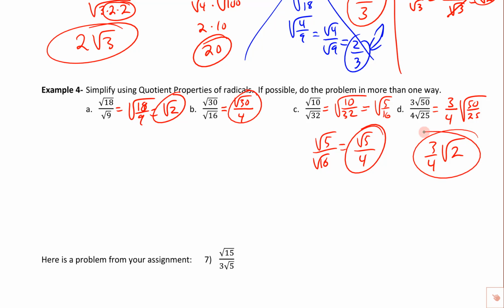So there we are. So again, we really don't want to have a fraction underneath the radical, and most of the time we don't want a radical in the denominator, so we kind of want to look to avoid those.